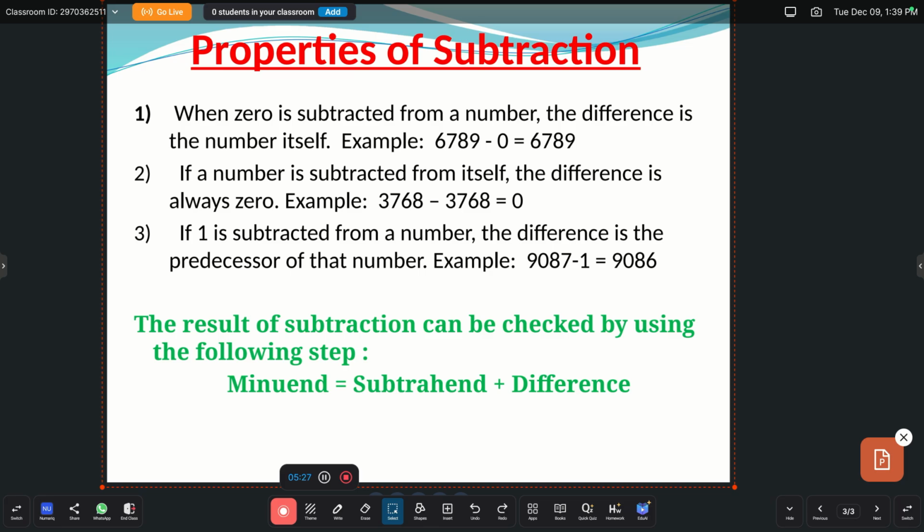Now we will move to the properties of subtraction. Our first property says that when 0 is subtracted from a number, the difference is the number itself. What is our first property? When we subtract 0 from a number, the difference is the number itself.